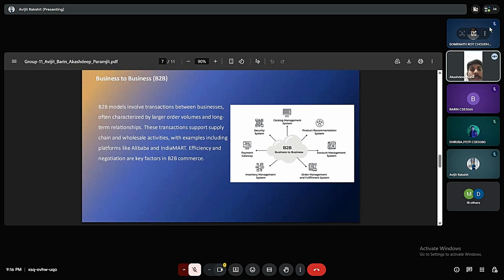Business to business, B2B. B2B models involve transactions between businesses, often characterized by larger order volumes and long-term relationships. These transactions support supply chain and wholesale activities, with examples including platforms like Alibaba and IndiaMART. Efficiency and negotiation are key factors in B2B commerce. Here is a diagram showing the catalog management system connected to the B2B system, which in turn connects to the security system, payment gateway, inventory management system, product recommendation, account management system, and order management and fulfillment system.